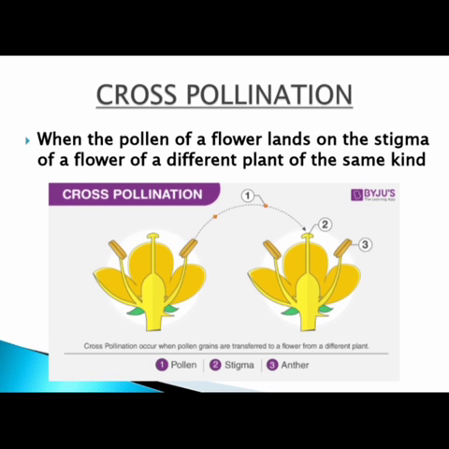So when the pollen of a flower lands on the stigma of a flower of a different plant of the same kind, now there is one hibiscus plant, and right next to it there is another hibiscus plant.